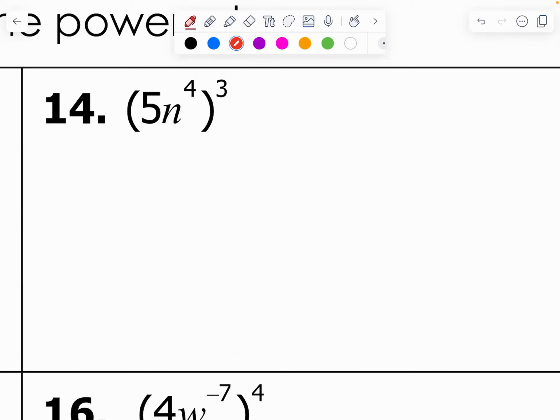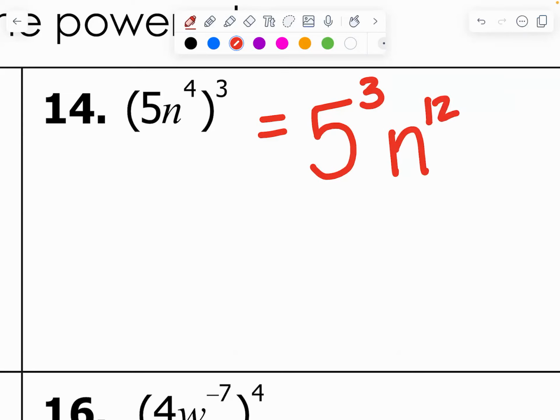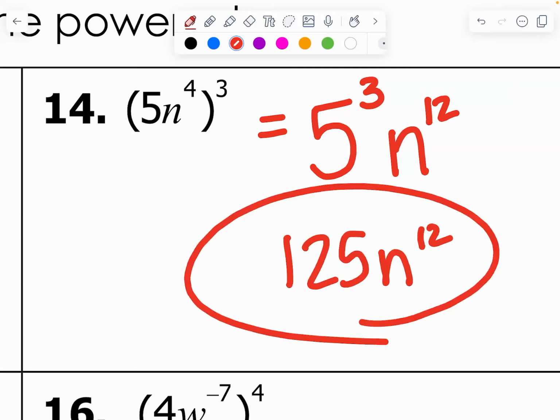Okay, Reagan, what did you write down? Well, I just did plus 3 by the 5, so it's 5, 3. So 5 to the 3rd and then n to the 12th. Okay, Reagan wrote down 5 to the 3rd, n to the 12th. Do you agree? Okay, Jacob, do you know what 5 cubed is? 125. So 125 n to the 12th is what I'll have you write for your answer.